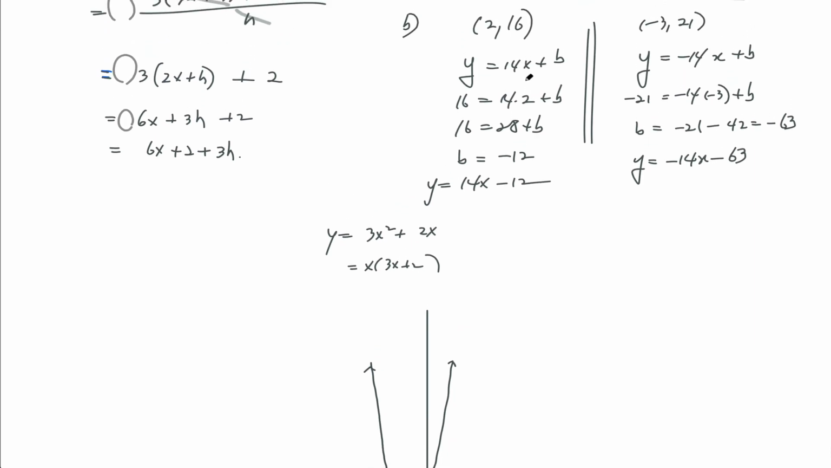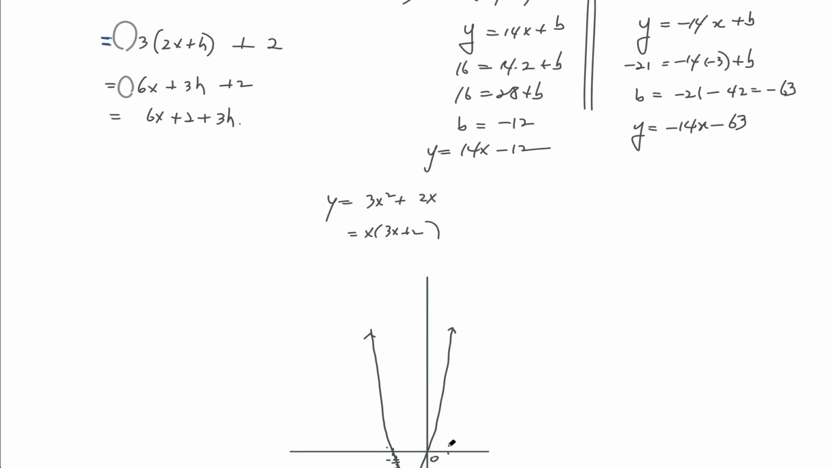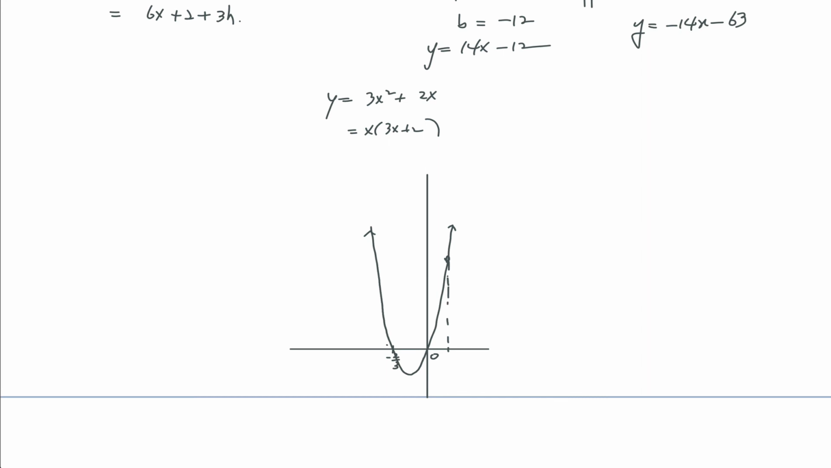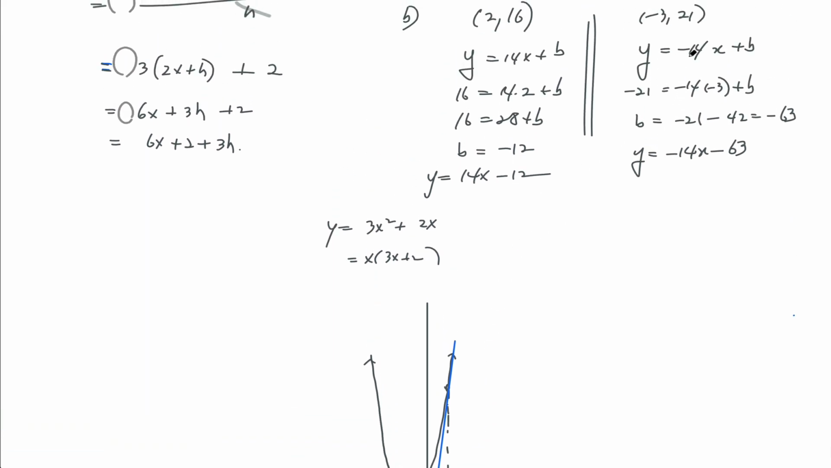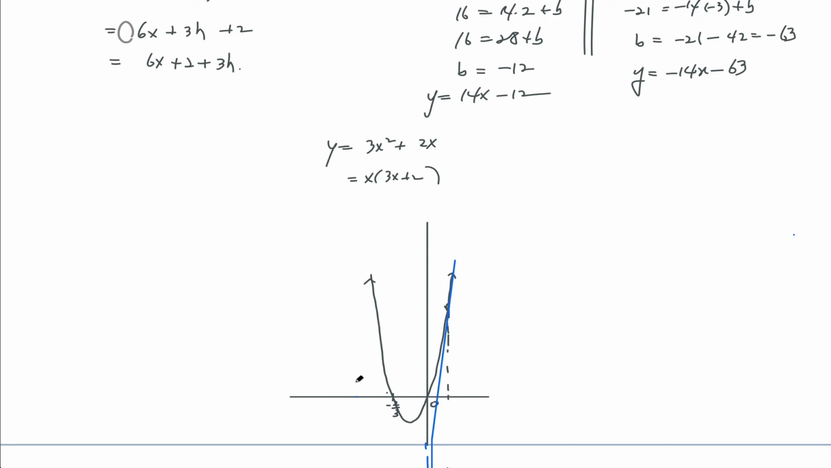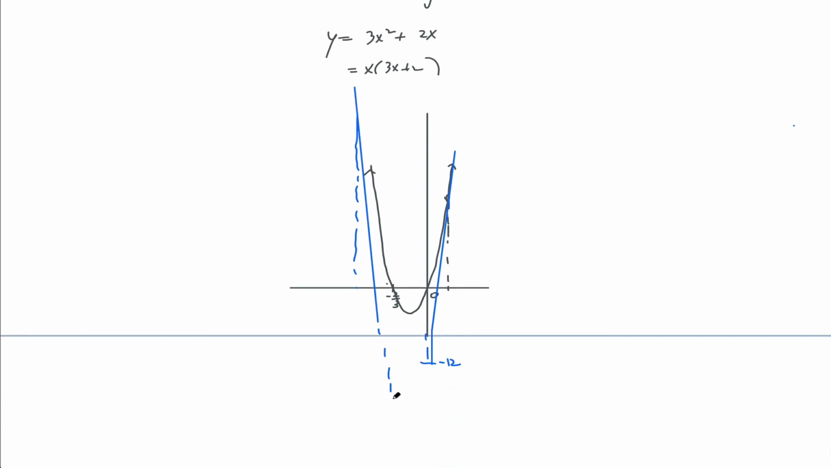And this is at 2. So at 2, we have a tangent that has a slope of 14. So a tangent that looks like that. And it's going to have a y-intercept all the way down at negative 12. And when x is equal to negative 3, way up here, the tangent there is going to be even steeper, and it's going to continue to go down and have a y-intercept of negative 63.